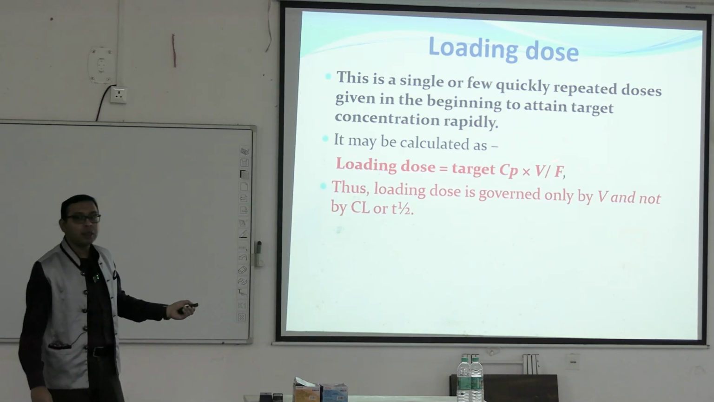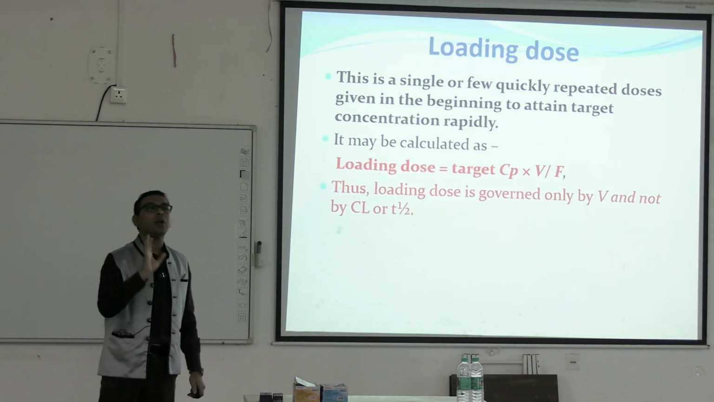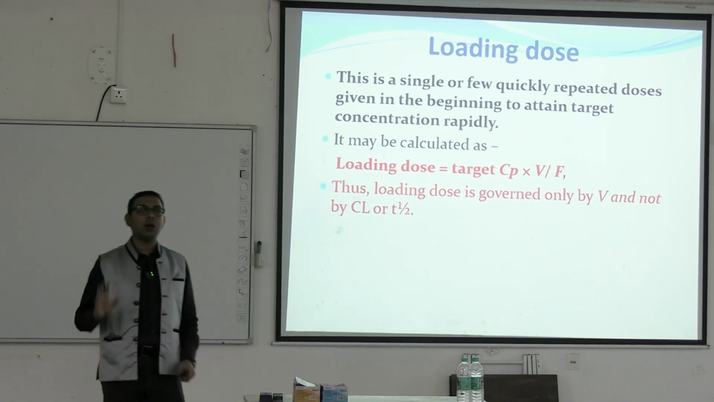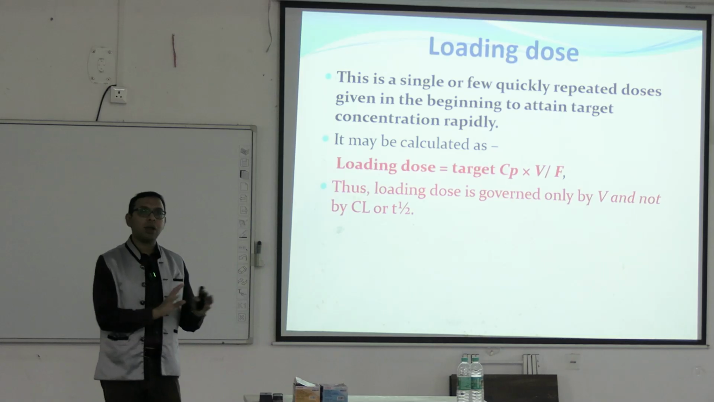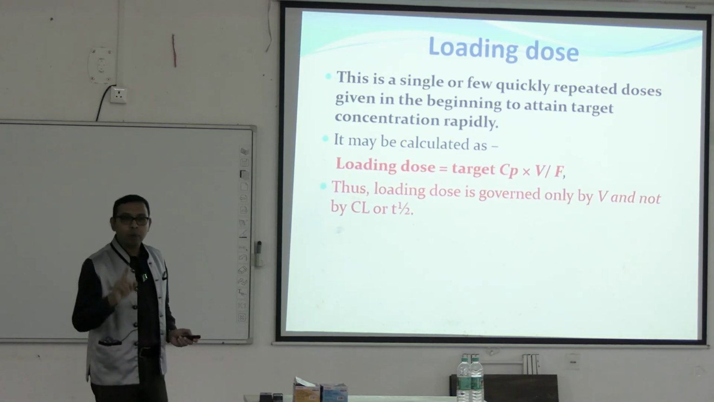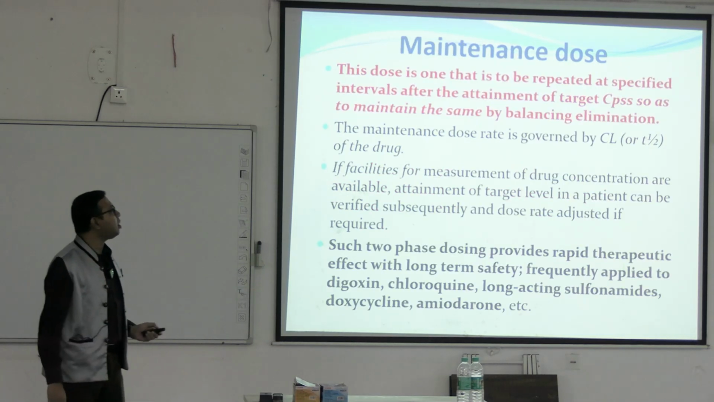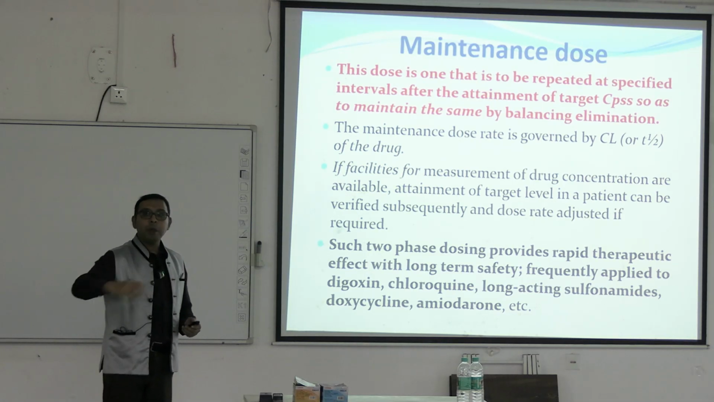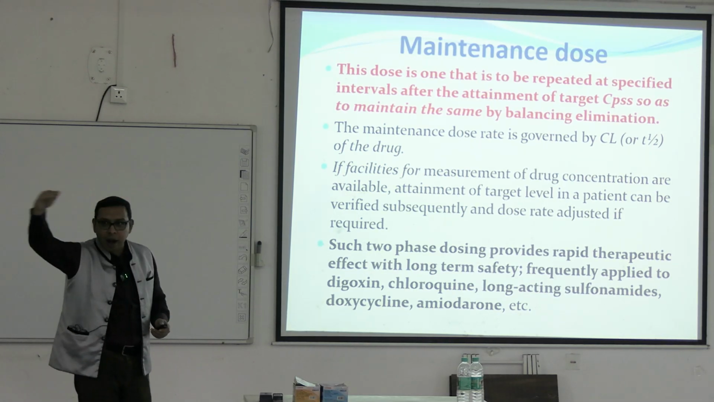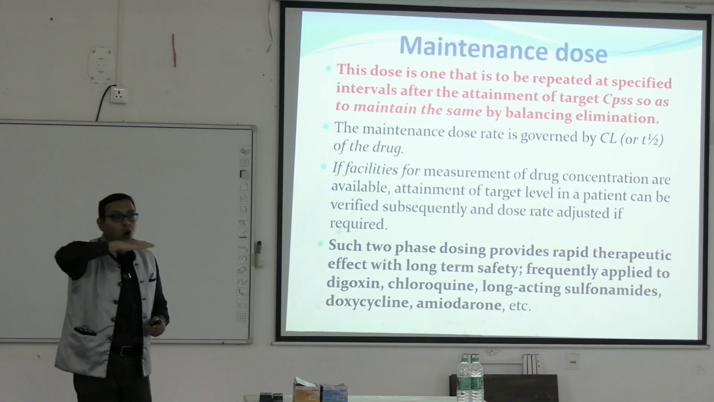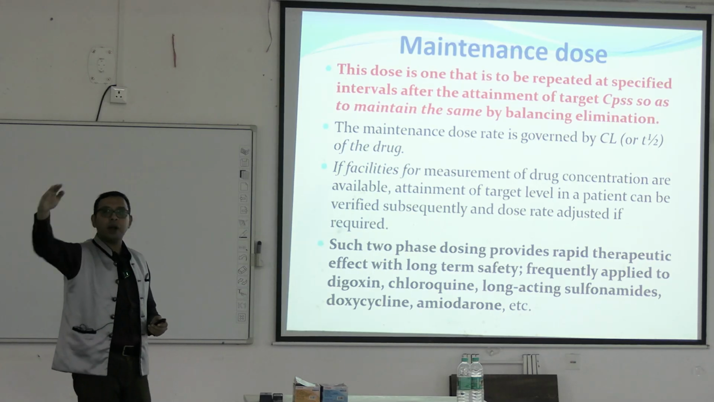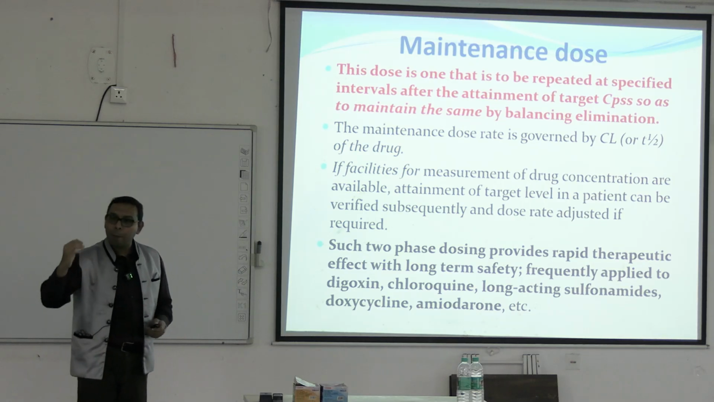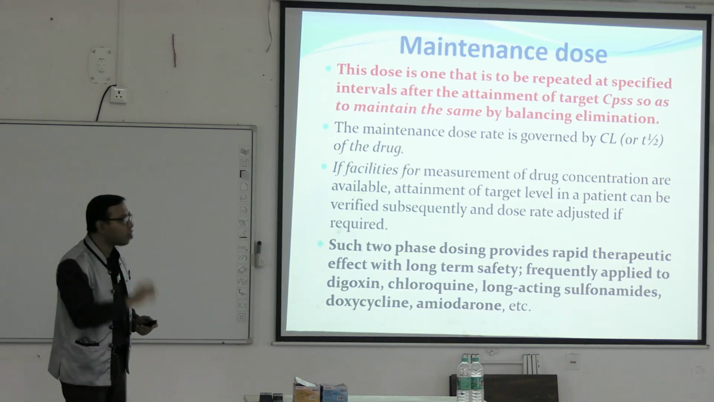So basically this depends upon the volume of distribution of the drug, but it does not depend upon the clearance or half-life of the drug. We do not need to know about the clearance or half-life in this case. We need to know about the clearance and half-life of the drug in the case of the maintenance dose. After the loading dose, we have to maintain the dose so that the target plasma concentration continues, and that is governed by the half-life as well as the clearance of the drug.